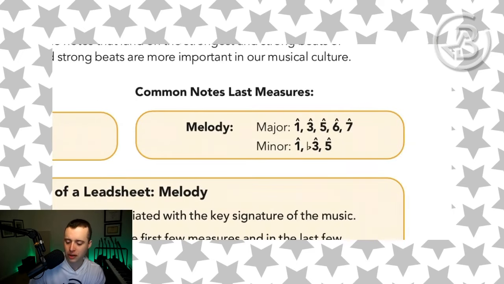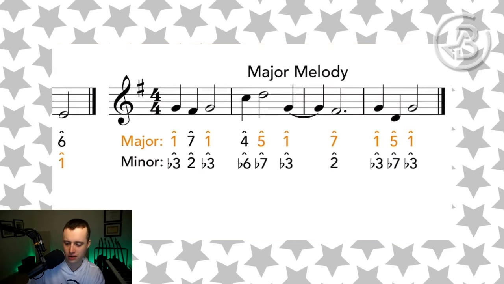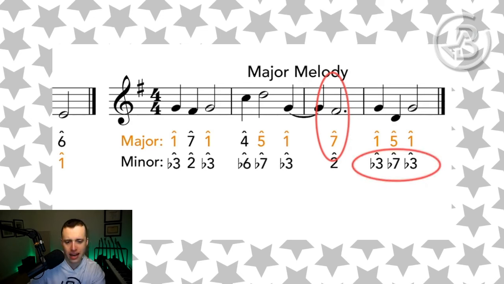As you can see for major melodies in our last couple measures, sometimes we can have scale degree 6 and scale degree 7. And sure enough, we can see scale degree 7 right here. And then in our last measure, we have 1-5-1. 1-5-1 is so much stronger than flat 3, flat 7, flat 3 in terms of determining the key.